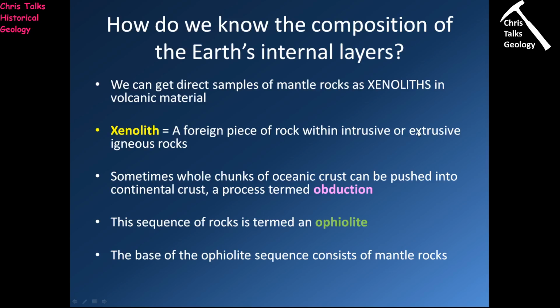What this means is you can have a process by which you are pushing oceanic crust over another piece of crust, let's say in this case continental. Not only will you have the oceanic crust pushed up onto the continental crust, but you will also have a piece of mantle rock attached to the bottom of it. So what we have is these upper mantle rocks attached to the base of the ophiolite, which we can then go and look at.